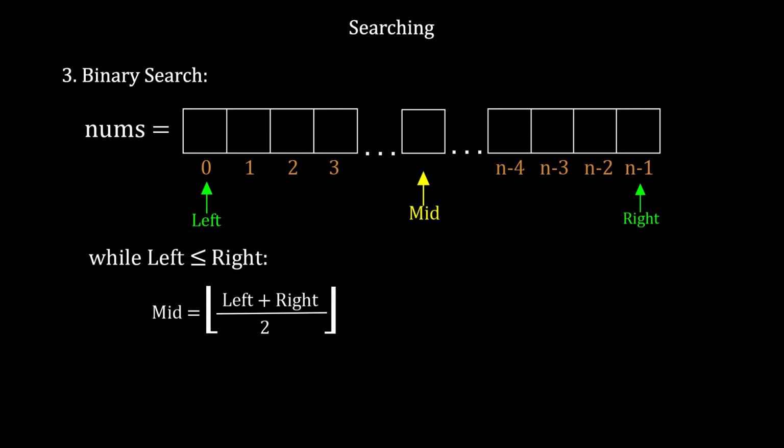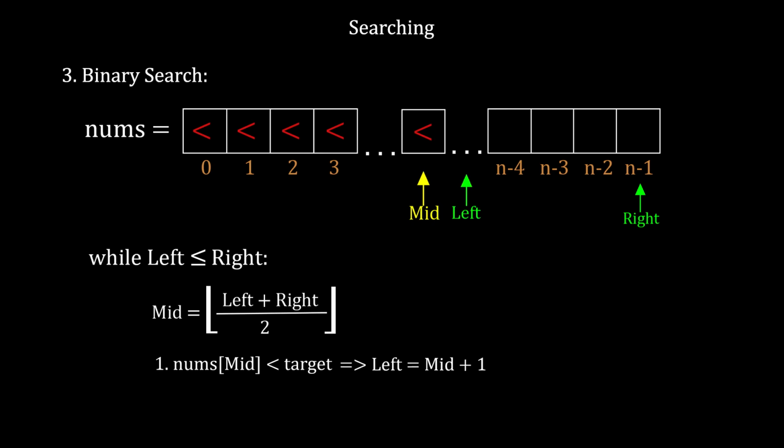And there are three possible scenarios. Either nums of mid is less than target, so all the elements on its left are also less than target, which means that there is no point in looking for the target value on the left of position mid. So we can reduce the searching area to the range mid + 1 and right. And of course, we do that by setting left's value to mid + 1.